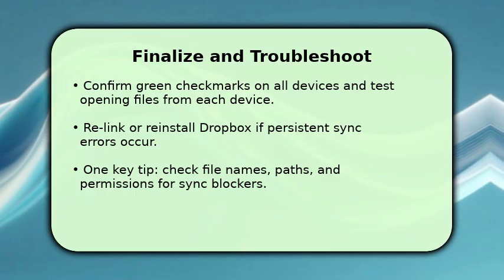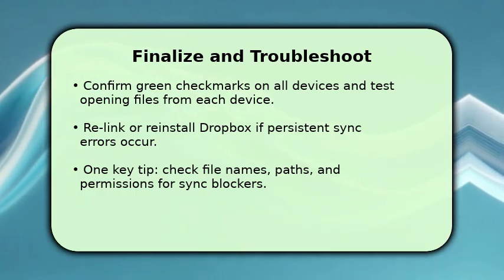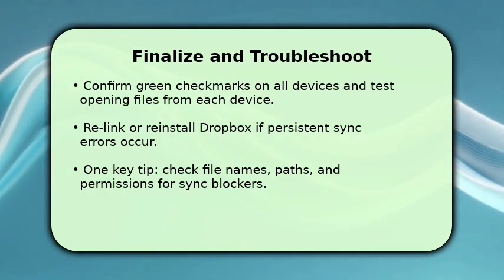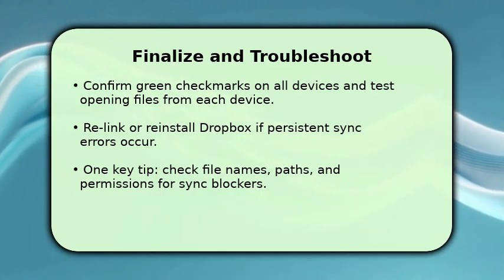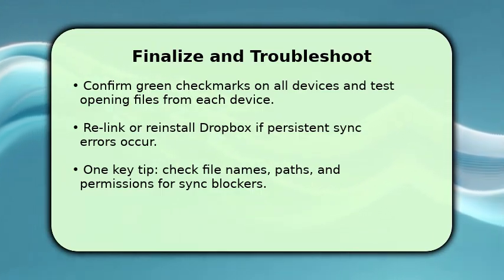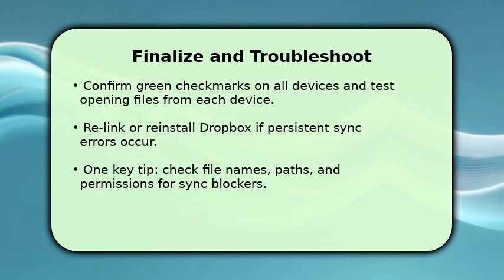If a device shows outdated items, click Restart or Sign Out and sign back into the app to force a refresh. When problems persist, relink the computer in Account Settings or reinstall the app. This refreshes authentication and local indexes.